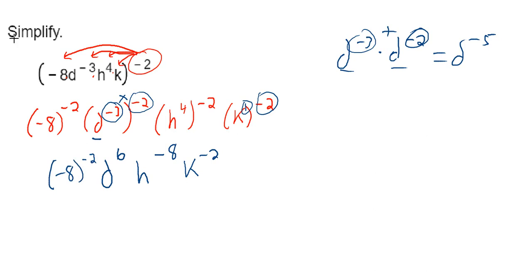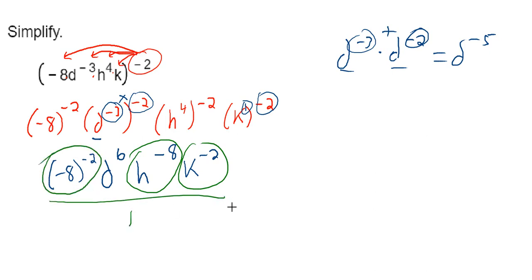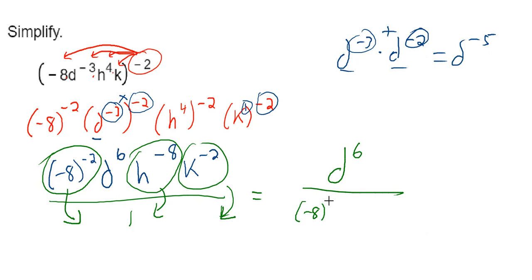All right, so the next step is, now that we have just one of each variable, and we've simplified the exponents on each of those variables, we don't want negative exponents in our final answer, which means this needs to be fixed, this needs to be fixed, and this one needs to be fixed. So all of those are going to get moved down to the denominator. The d to the 6th power will stay on top because it's already a positive exponent. So we're going to get d to the 6th power over negative 8 to the 2nd power.